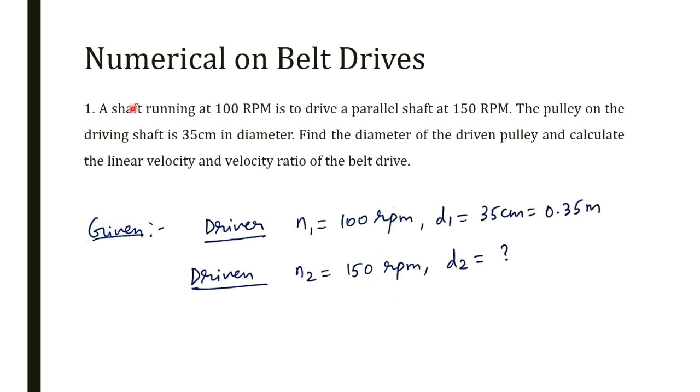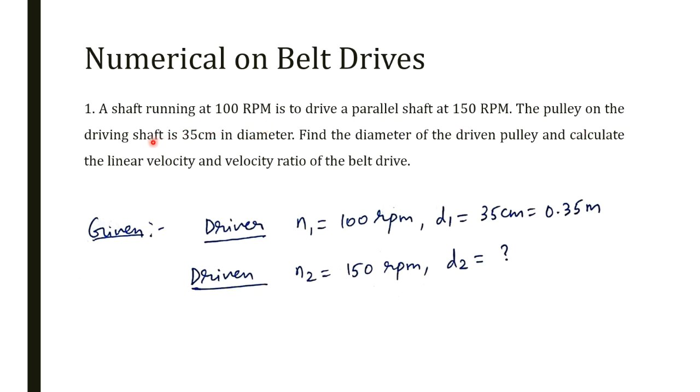So first numerical says a shaft running at 100 rpm is to drive a parallel shaft at 150 rpm. So when you are reading the question, you need to understand what is driver, what is driven. Sometimes they will give you the driver and driven directly. Sometimes they will not give, they'll give you just larger pulley and then smaller pulley. Then you need to identify which pulley is driving what.